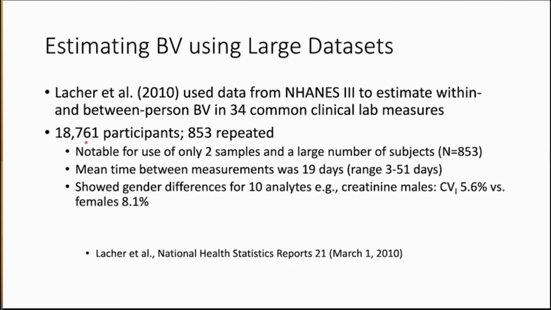They had almost 19,000 participants, and of those 19,000 people, there were 853 who had repeated values. So they used these repeated values. What was notable here was that there were only 2 repeated samples in this large number of subjects. The average time between the measurements was almost 3 weeks. And they showed that there were gender differences for 10 analytes. If you want to see more about this, it's written up in this article here.